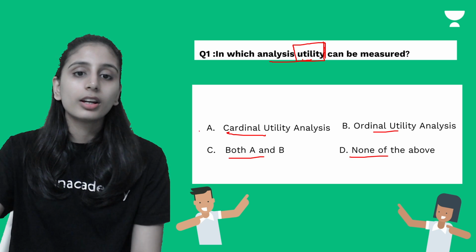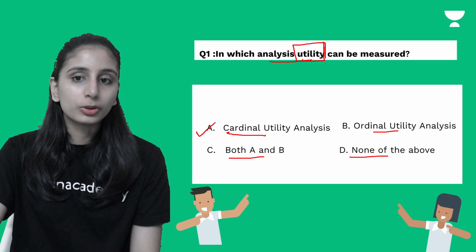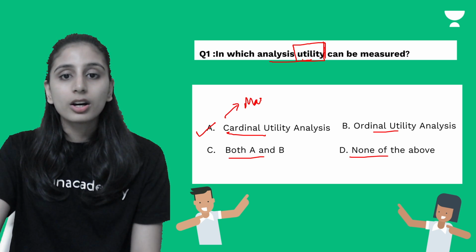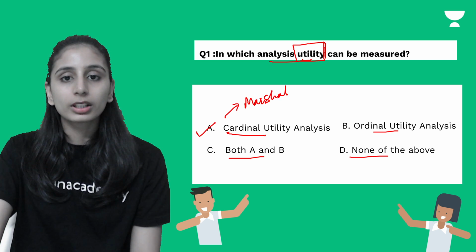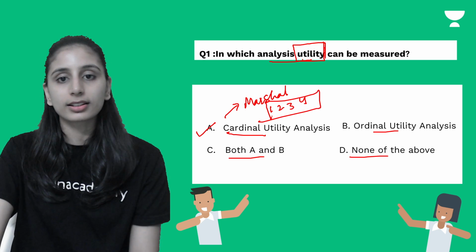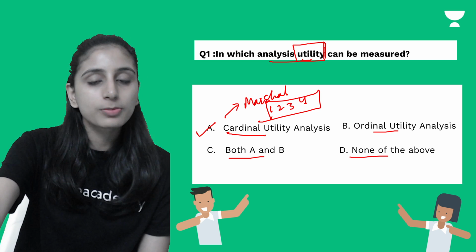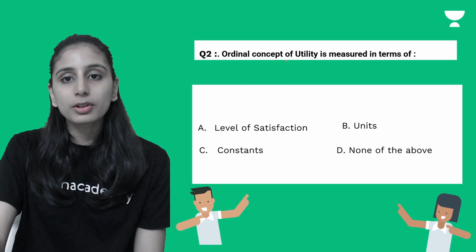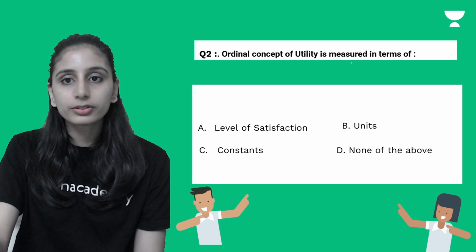Okay. So the correct answer is cardinal utility analysis. We have already seen this was given by Marshall. He said that we can measure utility in absolute numbers like 1, 2, 3. Clear?